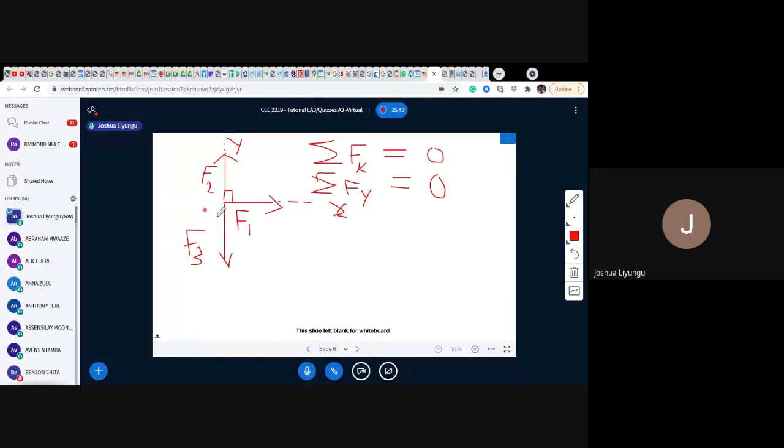If I add another force, that will be F4. And of course, I give you the angle, theta, maybe equal to 30 degrees. F1 is no longer a zero force member. Why? Because F1 is going to have a component that will come from the force F4.